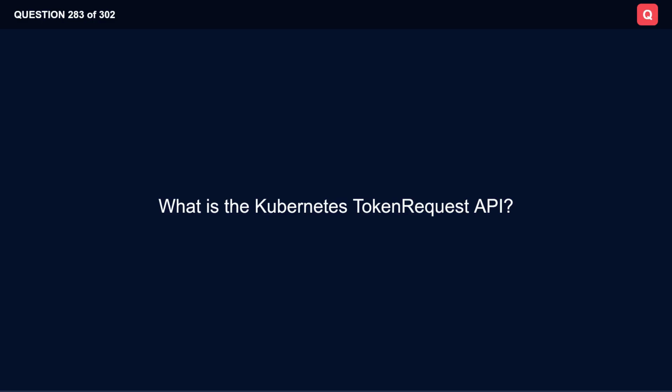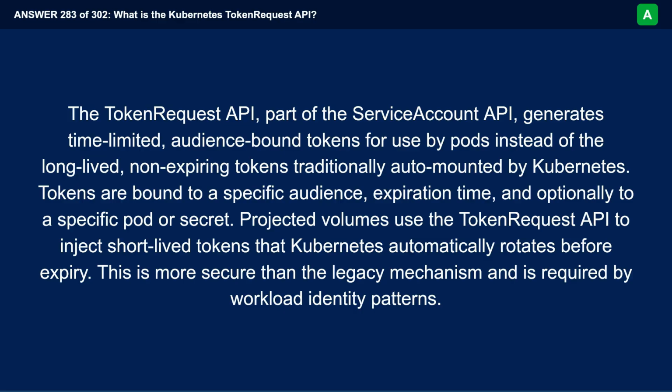What is the Kubernetes TokenRequest API? The TokenRequest API, part of the service account API, generates time-limited, audience-bound tokens for use by pods instead of the long-lived, non-expiring tokens traditionally auto-mounted by Kubernetes. Tokens are bound to a specific audience, expiration time, and optionally to a specific pod or secret. Projected volumes use the TokenRequest API to inject short-lived tokens that Kubernetes automatically rotates before expiry. This is more secure than the legacy mechanism and is required by workload identity patterns.